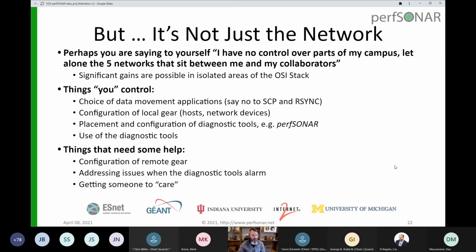You can control those kinds of things. You can control the configuration of your local gear, hosts, servers, network devices, all those kinds of things, how you use diagnostic tools and what kind of diagnostic tools you use. Those are all under your control.